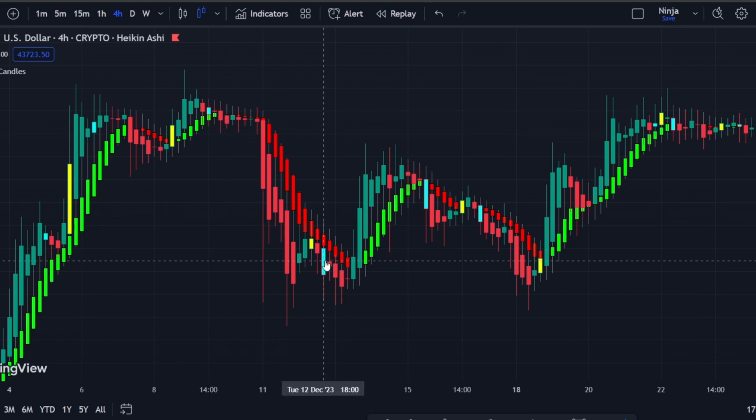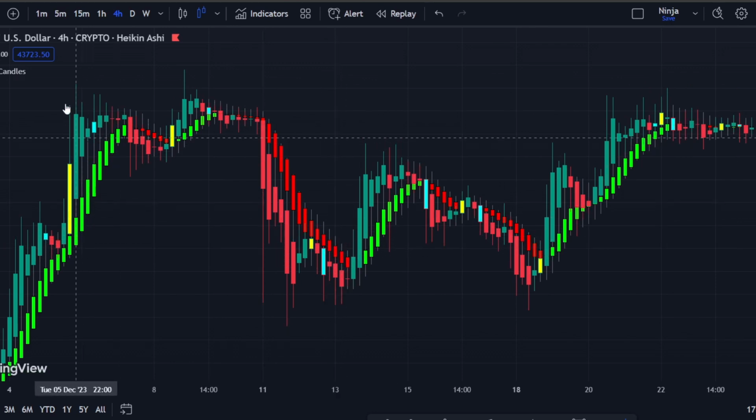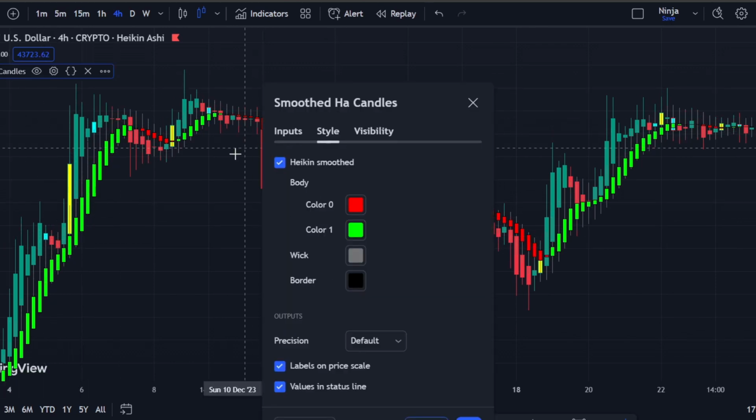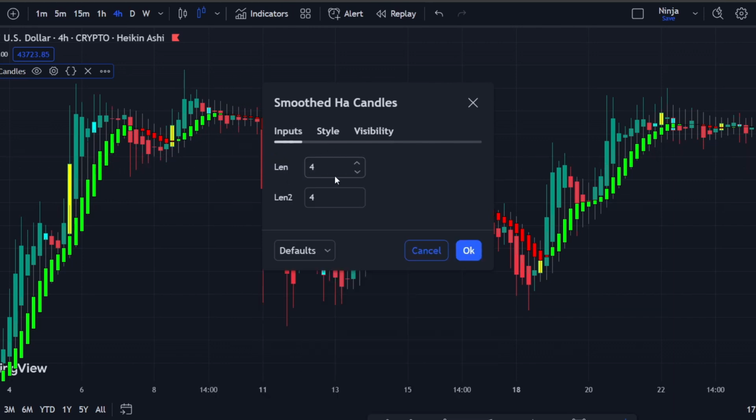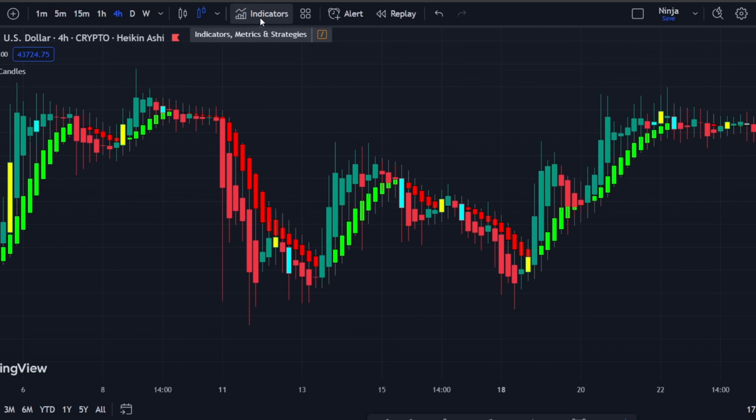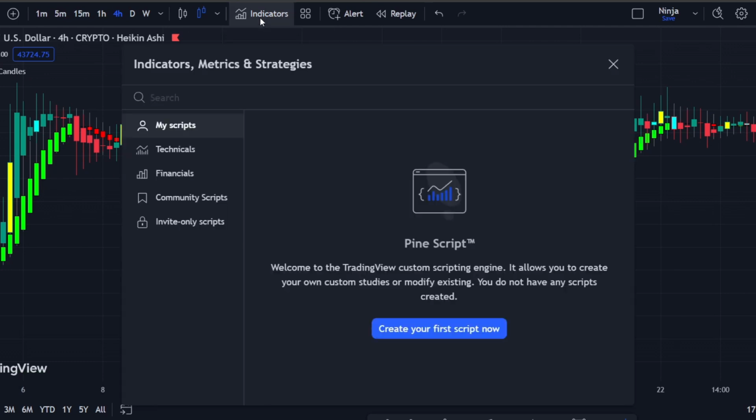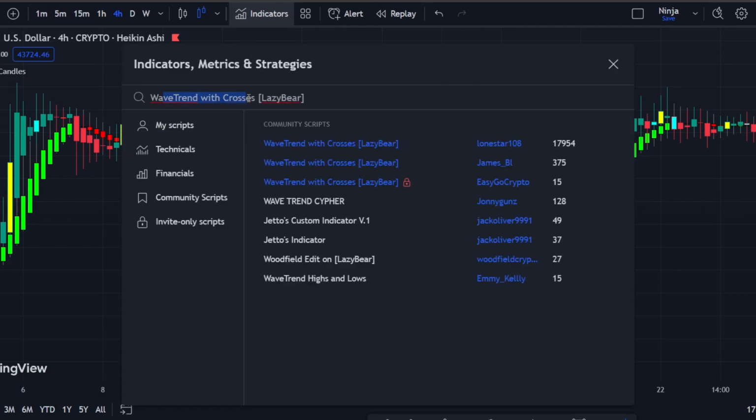After integrating the first indicator, go to its settings. The style section remains the same, and in inputs change the values to 4 and 4. The first indicator is now ready. Now let's integrate the second indicator, WaveTrend with crosses, LazyBear. We add this indicator to our chart.